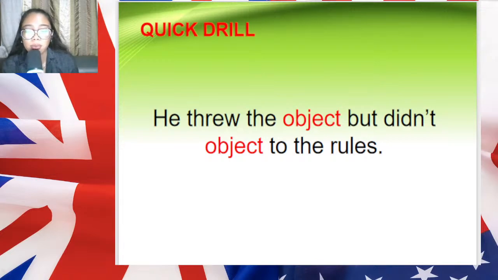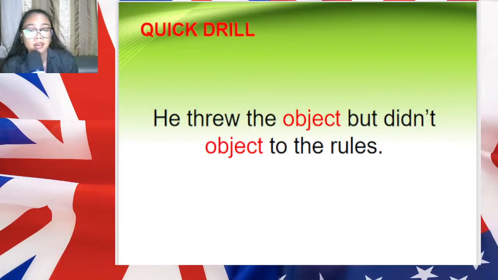Second, we have: he threw the object but didn't object to the rules. The first word, with the first syllable stressed, object, like saying he threw the object. Here, object is a noun, meaning a thing, something that we can really touch. It could be a rock, a book, a ball, maybe. Something you can touch or toss.